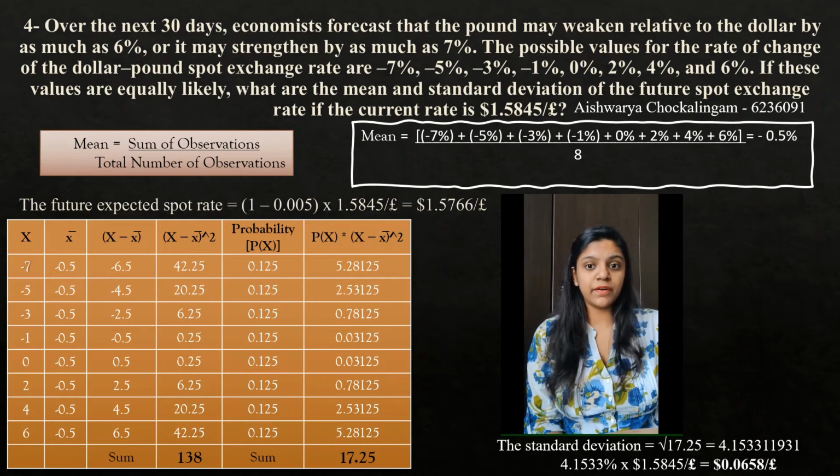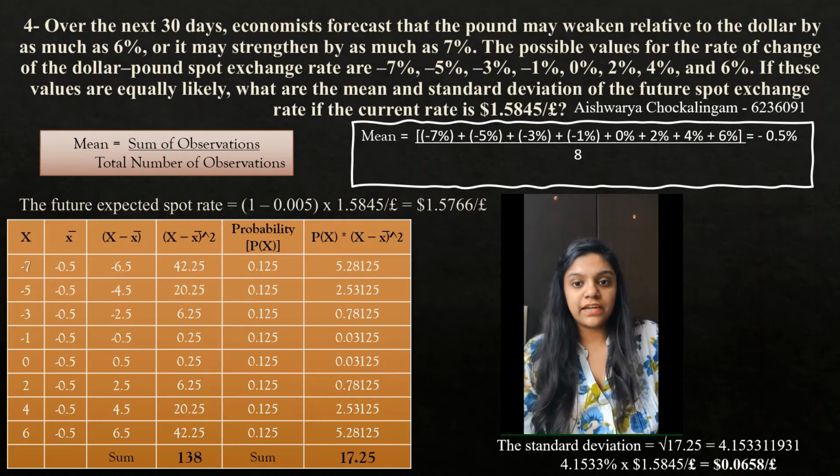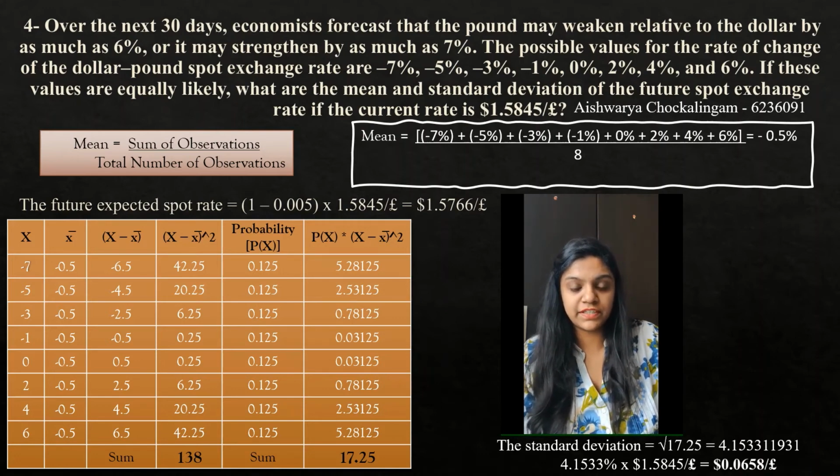You multiply the probability with the squared values and you get a total value of 17.25 as your variance, and you can easily calculate the standard deviation by taking the square root of 17.25, which is 4.1533. Now that we've calculated the standard deviation of 4.1533, we multiply it with the current exchange rate of 1.5845 US dollars per euro to get the future spot exchange rate standard deviation, which is $0.0658 per euro.